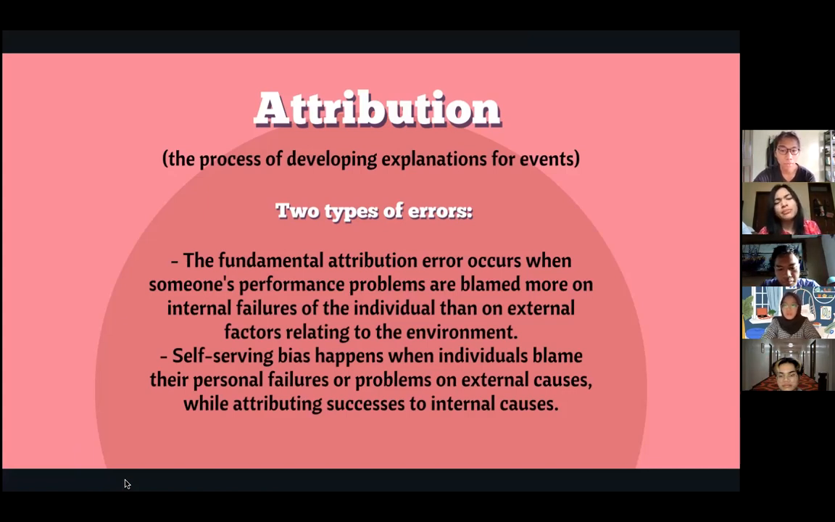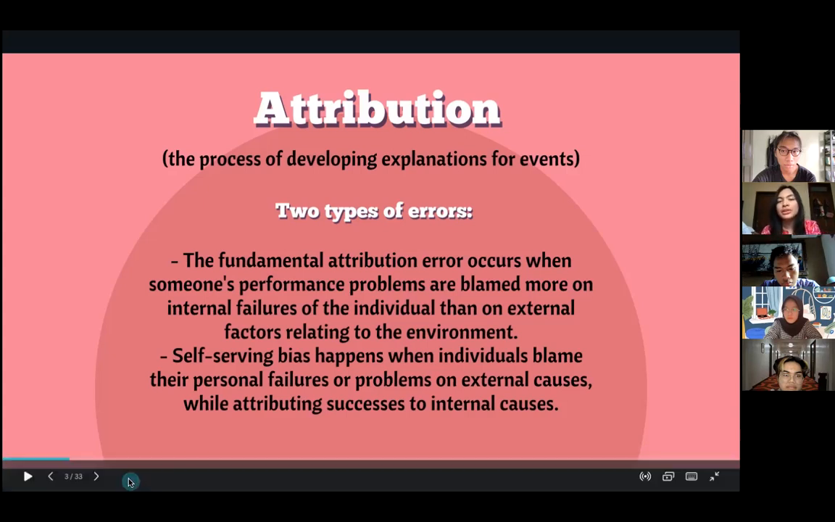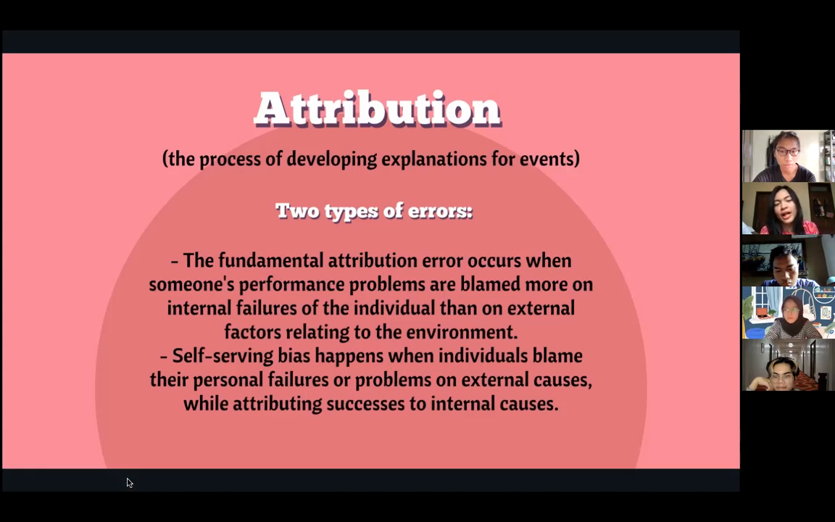The second error is self-serving bias, which happens when individuals blame their personal failures for problems on external causes, but attributing successes to internal causes. An example of this error is when we support a team in sports. For example, I support Manchester United. When they succeed, I will always say, oh, they are good. They are playing with a good tactic. They have the best players. But if they fail, I will blame it on the lack of luck.